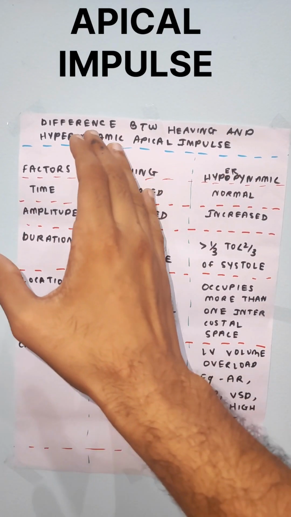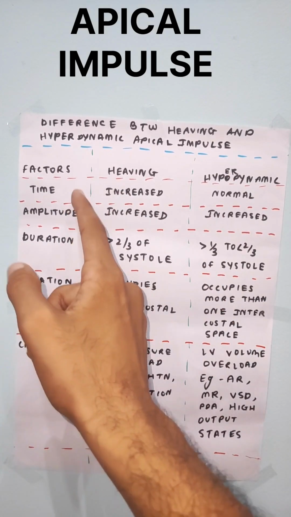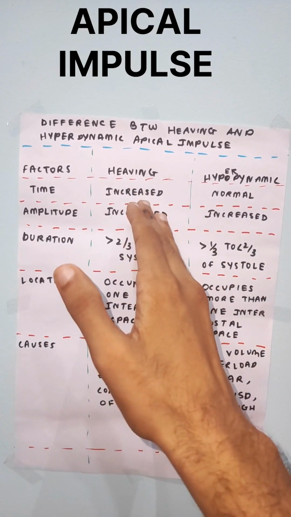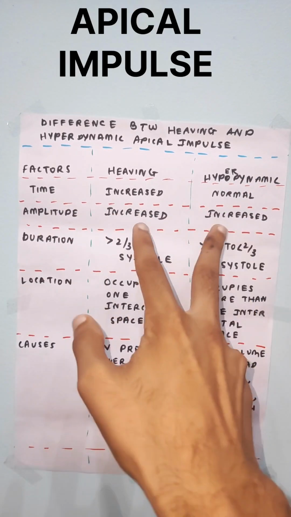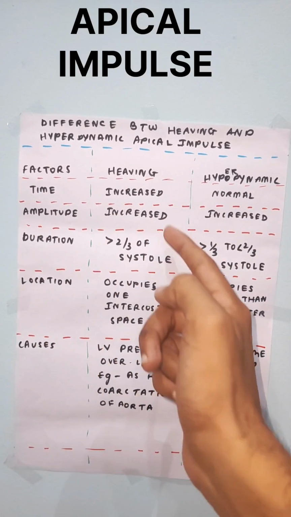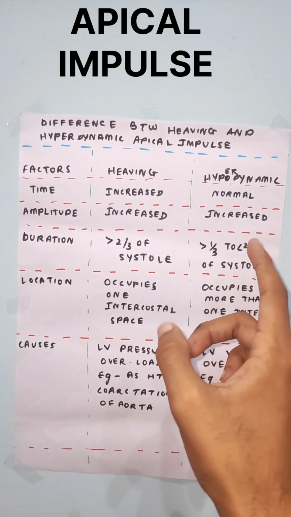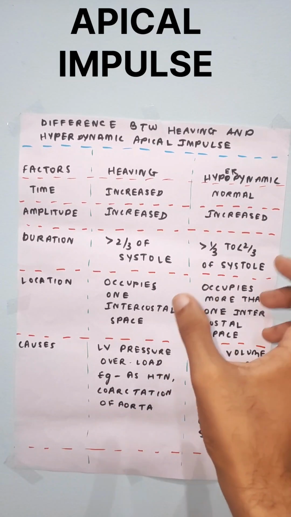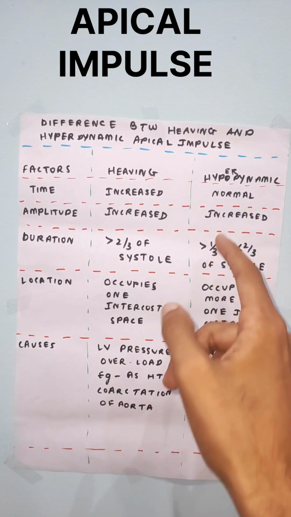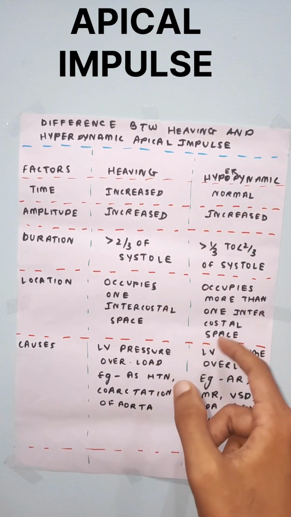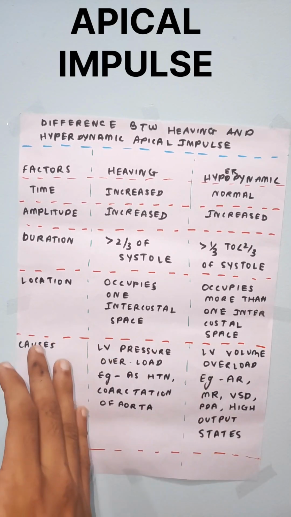Now I would be talking about the difference between heaving and hyperdynamic apical impulse. Time, duration: it is increased in heaving and it is normal in hyperdynamic, as I have discussed. Amplitude is increased in both. Duration: heaving is greater than 2/3 of the systole, and hyperdynamic is greater than 1/3 to less than 2/3 of the systole. Location: heaving occupies one intercostal space, and hyperdynamic occupies more than one intercostal space. And causes, which is very important.